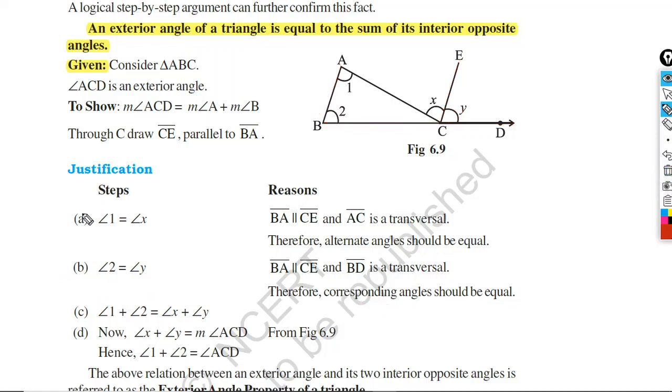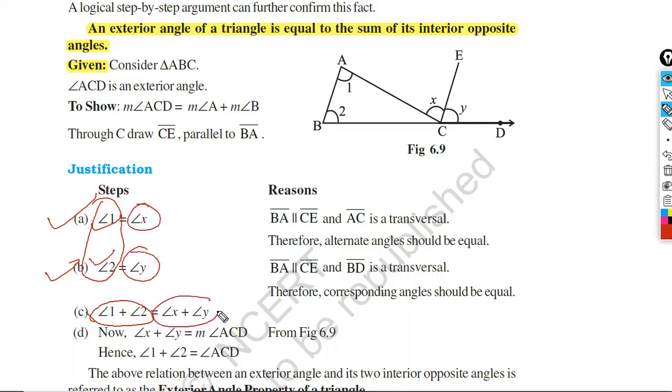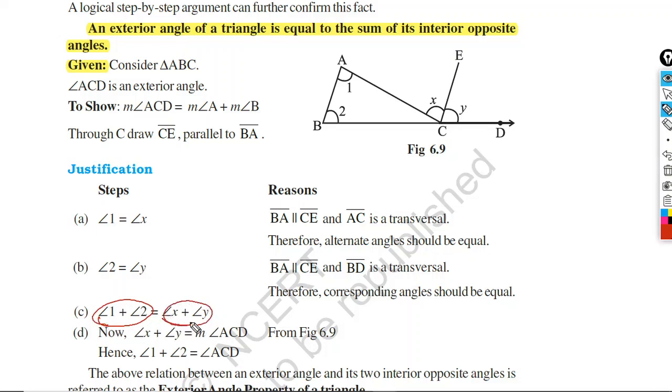Now there are two statements, statement A and statement B. If you add the LHS, what will it be? Angle 1 plus angle 2 will be equal to angle X plus angle Y. Look at the figure, angle X and angle Y make angle ACD. So instead of angle X plus angle Y, we can say angle ACD, which is the exterior angle, isn't it?